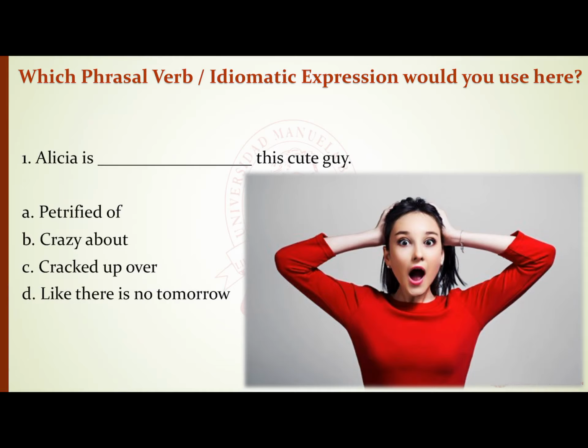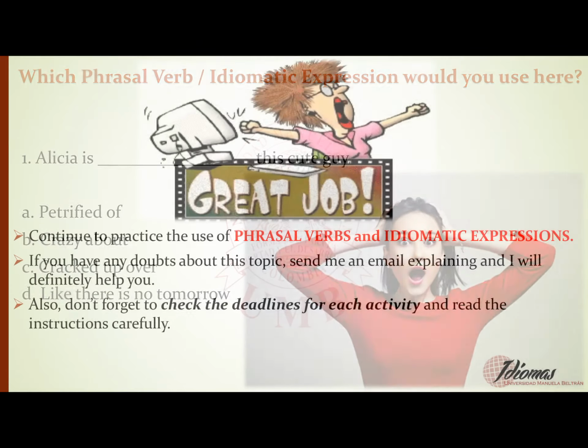Okay, I would go with the second one, letter B. Alicia is crazy about this guy. When Alicia sees this guy, she goes crazy. She screams a lot. She forgets what her name is. She forgets where she was going. She forgets everything because she is crazy. Ella es loca. She is crazy about this guy. Question, guys. Is there anyone that you are crazy about? Let me know.